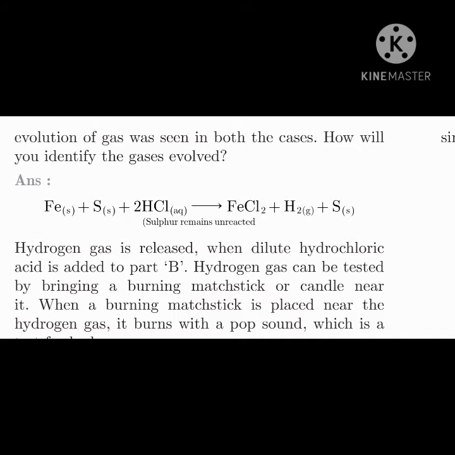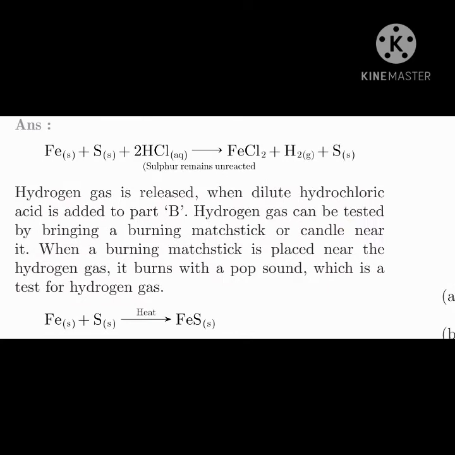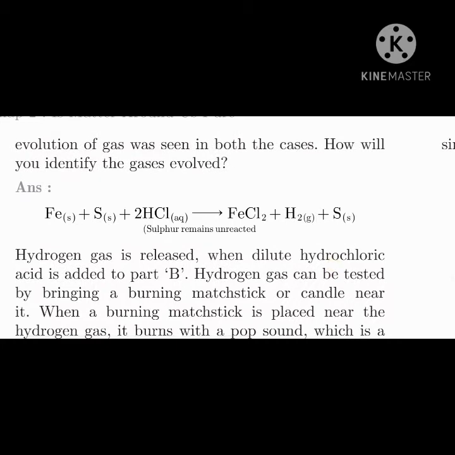So when dilute hydrochloric acid is added to part B, what happens? Hydrogen gas can be tested by bringing a burning matchstick or a candle near it. So when a burning matchstick is placed near the hydrogen gas, it burns with a pop sound. So then we can assume that hydrogen gas is liberated. So that is how we test for hydrogen gas. So here is the equation, Fe plus S plus HCl, that is hydrochloric acid, gives FeCl2 plus hydrogen gas is liberated and sulfur. Okay. So this sulfur remains unreacted.